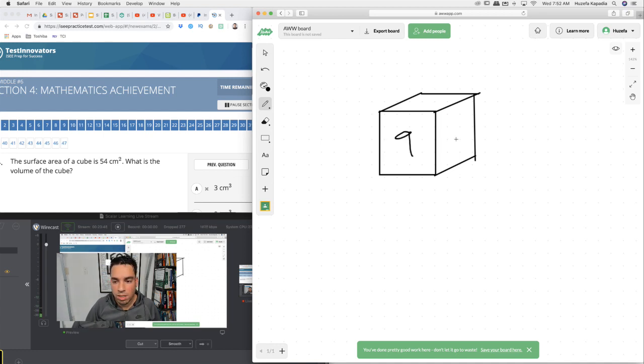54 divided by 6 is 9. So the surface area of every side is 9, which means it's a 3 by 3 cube, right? 3 times 3 is 9. What's the volume of the cube? The volume is length times width times height. 3 times 3 times 3, which is 27.